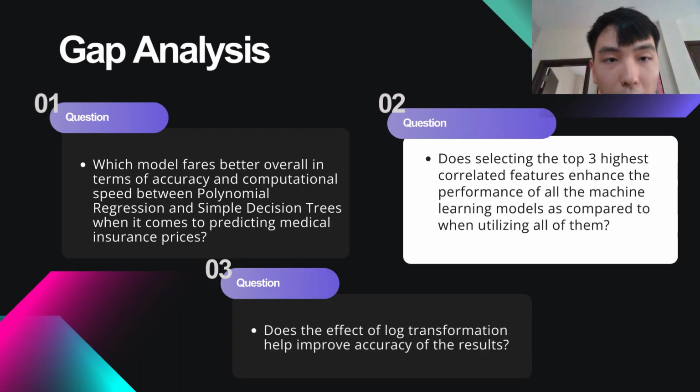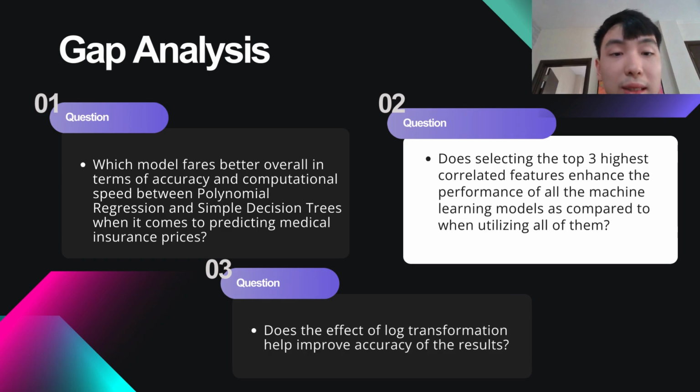Now I will talk about the gap analysis. Question one, which model fares better overall in terms of accuracy and computational speed between polynomial regression and simple decision trees when it comes to predicting medical insurance prices? This question aims to determine the balance between model accuracy and computational efficiency in practical application.